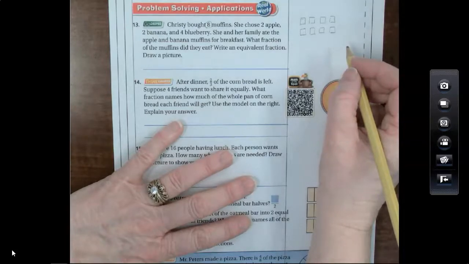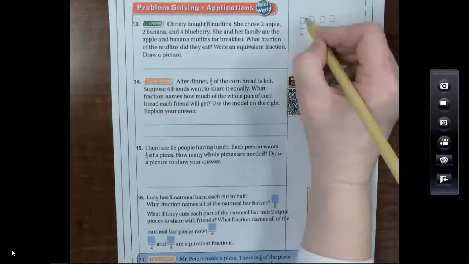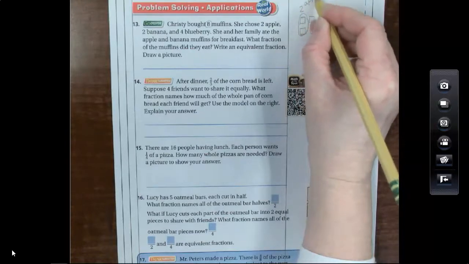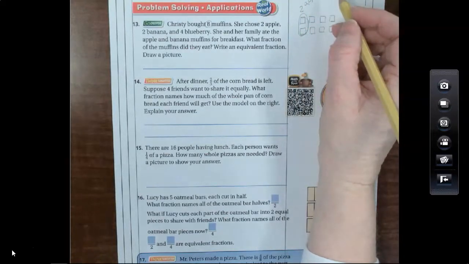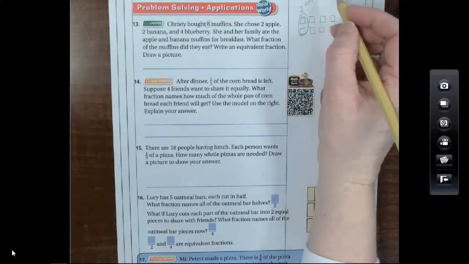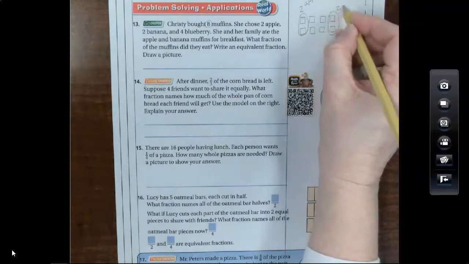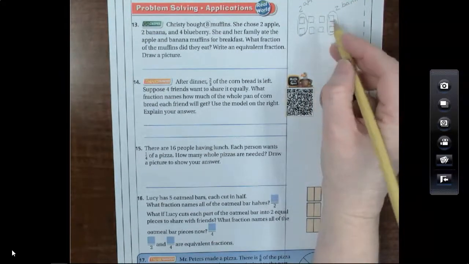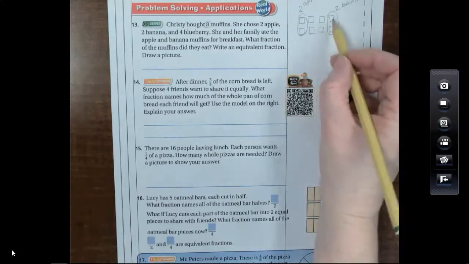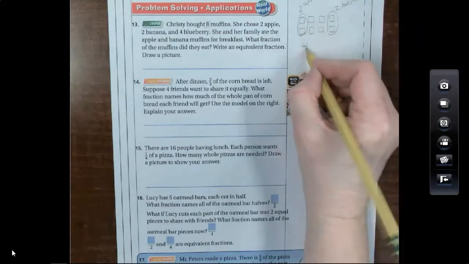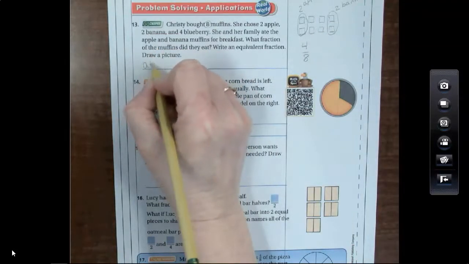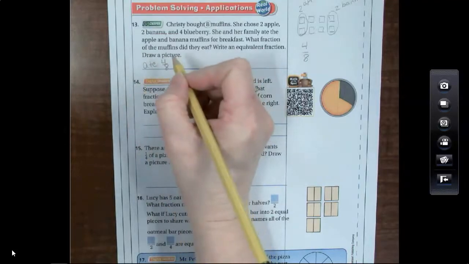Okay, 2 of them are apple, 2 are banana, and 4 are blueberry. They ate the apple, so they ate these 2 apple. They ate the apple and the banana, and there were 2 bananas, so these would be my 2 banana. They ate those 2 and they ate those 2. What fraction of the muffins did they eat? Well, they ate 1, 2, 3, 4 muffins. Out of how many muffins altogether? 8. So they ate 4/8 of the muffins.